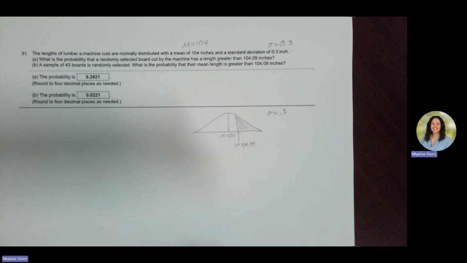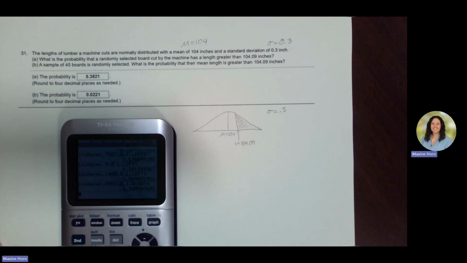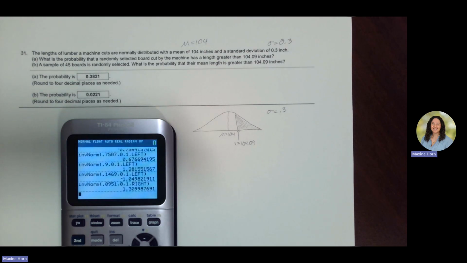So there's a few different ways to do that. We're going to go second vars. And remember when we were doing normal CDF, right? We have a lower bound, an upper bound, a mean, and a standard deviation, right? This is normal CDF because we are trying to find the area.